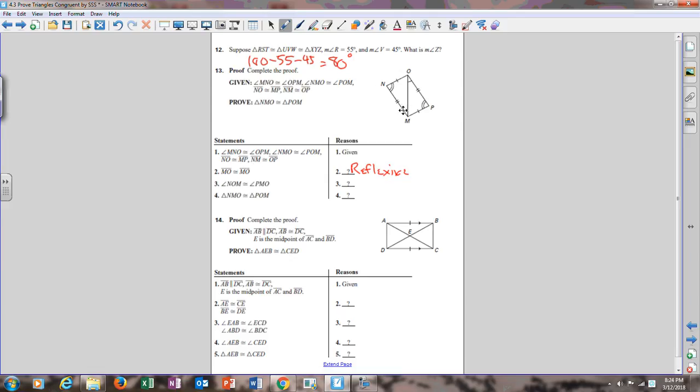For the second one, NOM is congruent to PMO. That is by the third angles theorem. If this one's congruent to this, and this is congruent to this, then the third angle has to be congruent to the other one. Then the two triangles are congruent, and it's because all corresponding parts are congruent. And that's it.